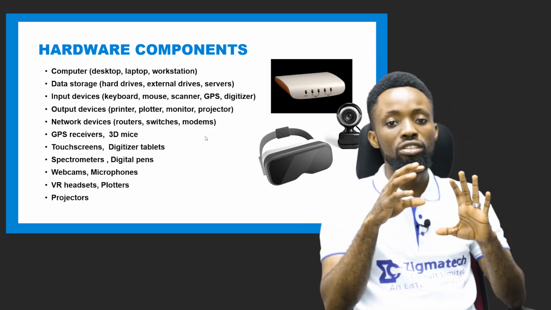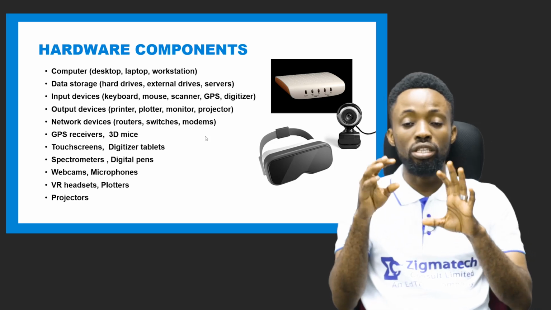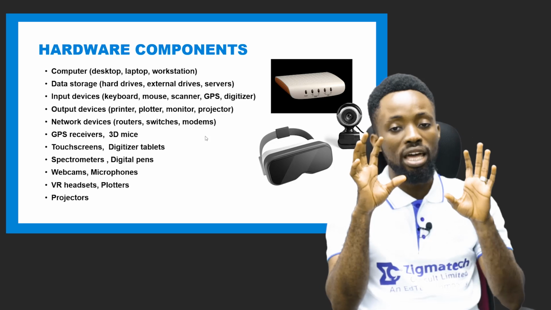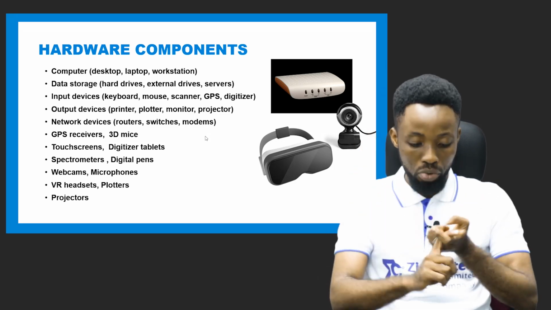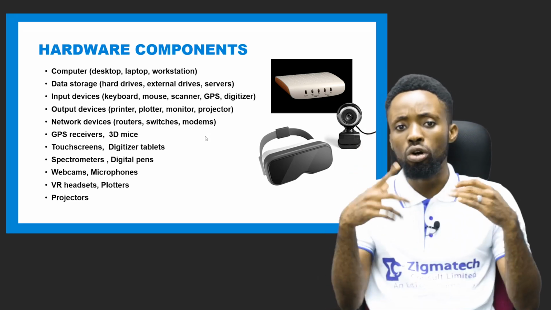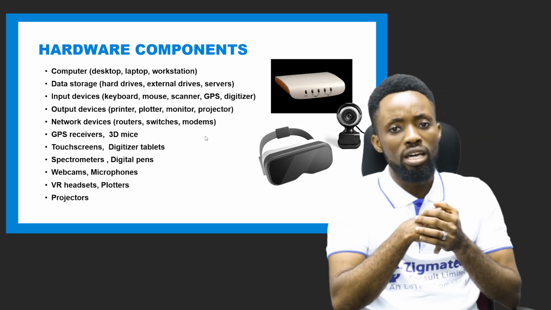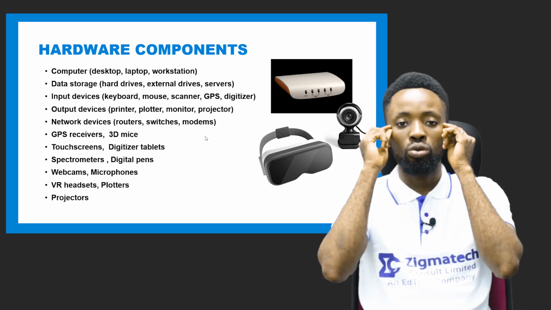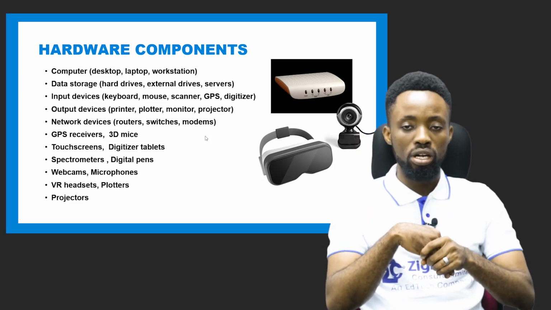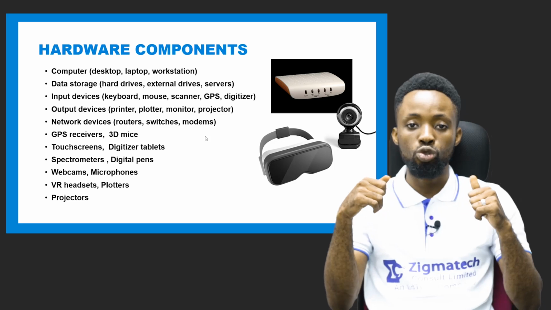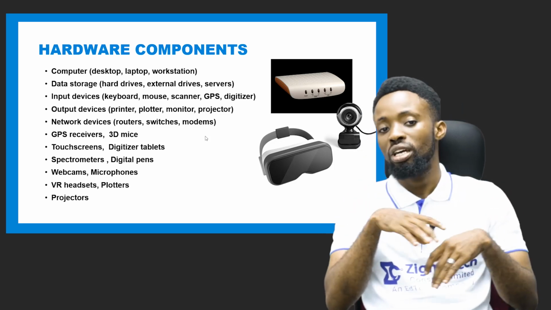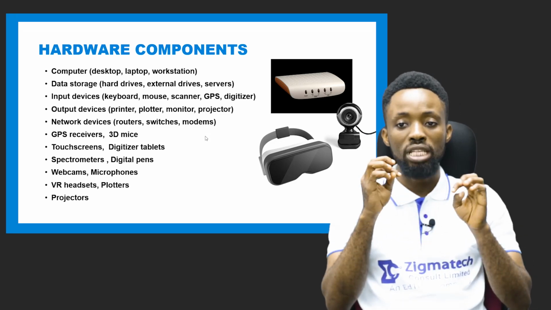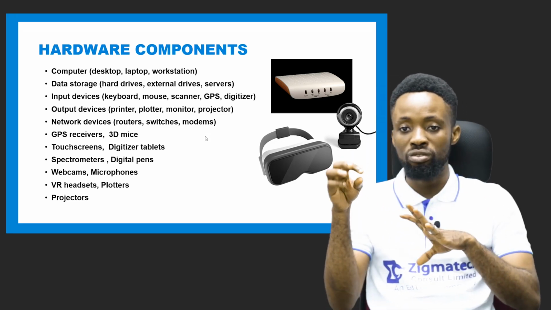Then we have the output devices, and they include things like printer, monitor, and plotter. All of these are seen as output devices, and they help us to present this geographic information that has been collected, processed, analyzed, and stored. So that's why they are seen as output devices.